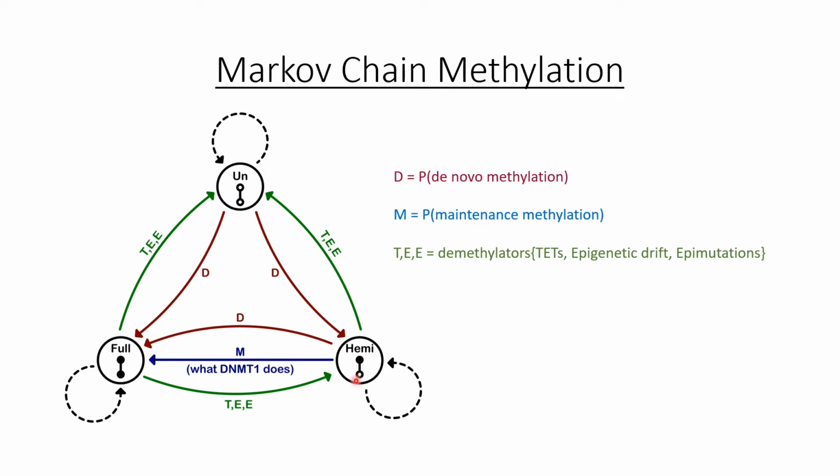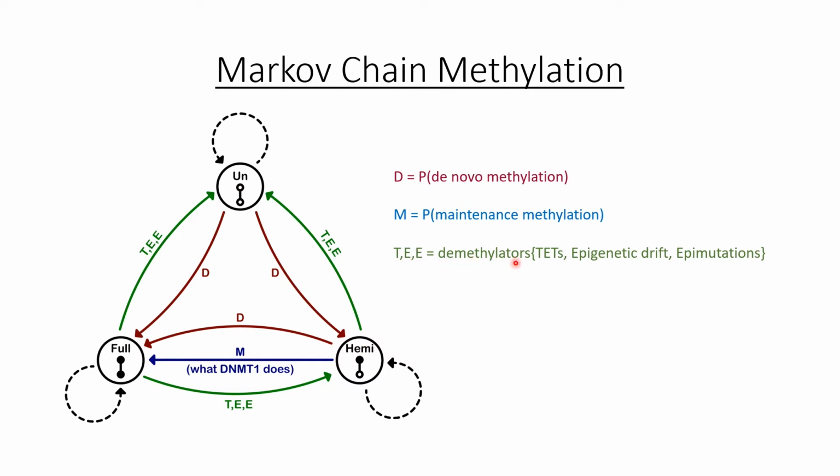It can remain hemimethylated, or it can become fully methylated in two ways. So it can do one thing in two ways, through de novo methylation or maintenance methylation. This is exactly what DNMT1 does. It turns hemimethylated DNA into fully methylated DNA. That's what DNMT1 does. And the third possibility for hemimethylated DNA is for it to become unmethylated. It does this through demethylators.